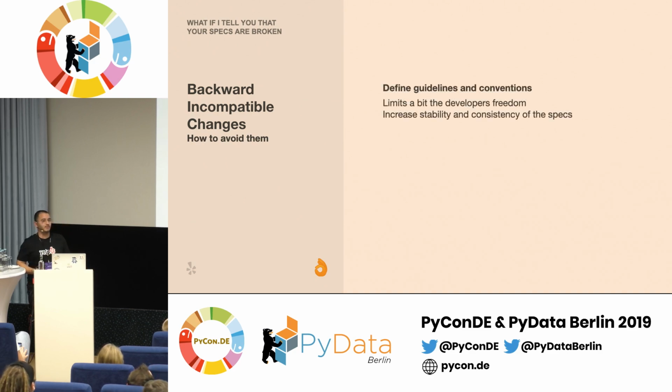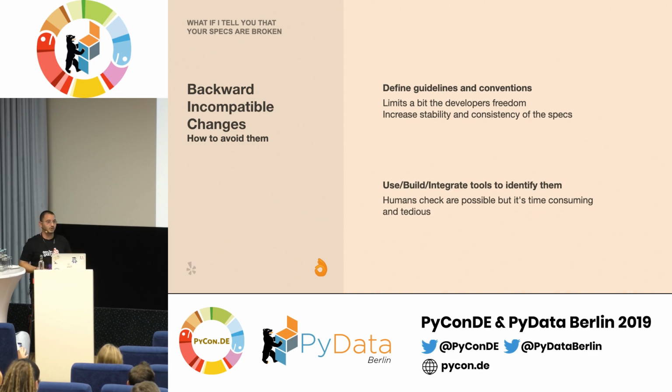So how could we reduce the probability of this happening? Well, first of all, let's try to define guidelines. Let's make sure that you are limiting a bit the freedom of the developers, but you are increasing the stability and consistency of the spec within your company. And as well, try to use tools.